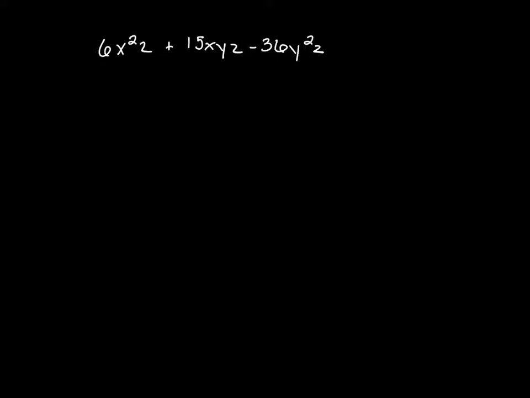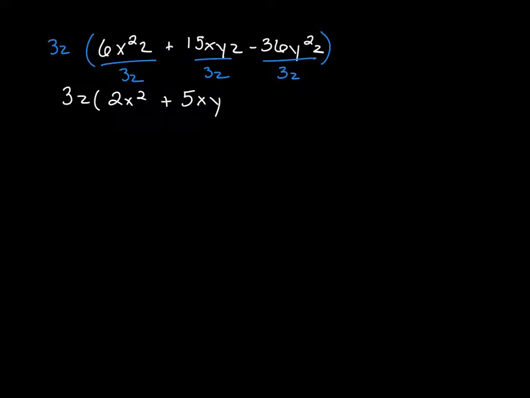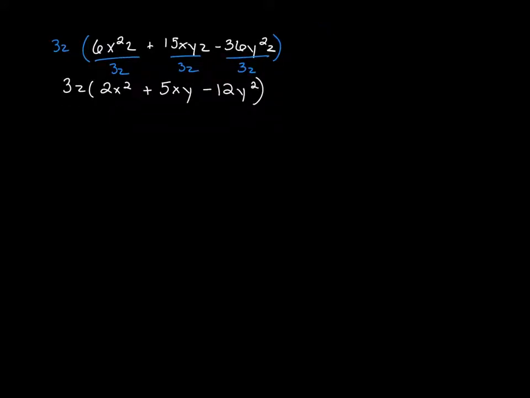All right, on this one, we have a common factor of 3 and z. So we will pull out a 3z. That leaves me with 3z times (2x squared plus 5xy minus 12y squared). Now to identify, A is 2, B is 5, and C is negative 12.